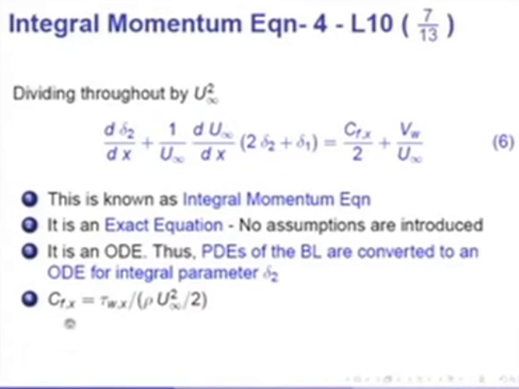Cfx is the coefficient of friction, and that is simply defined as tau w x over rho u infinity squared divided by 2. So, this is well known to you. So, this then is the integral momentum equation.